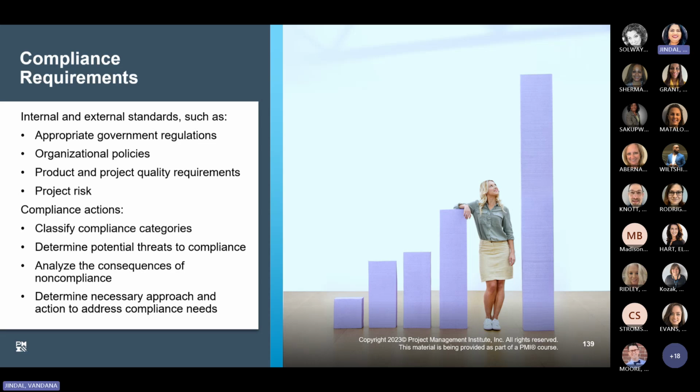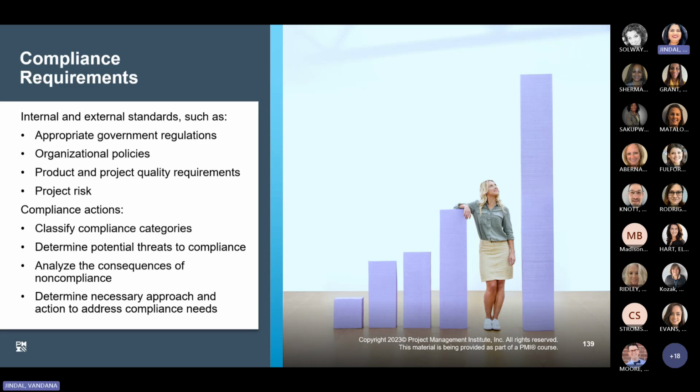Next we have compliance requirements. Compliance applies to all projects, using any life cycle or in any industries. Compliance requirements are often associated with legal or regulatory standards. So a project may be compliant with internal or external standards such as appropriate government regulations, organizational policies, product and project quality requirements, or project risk.